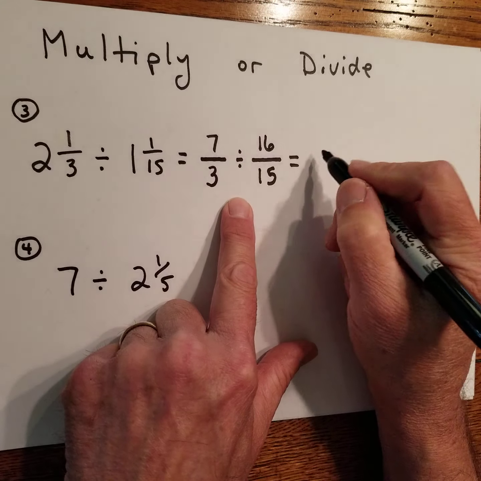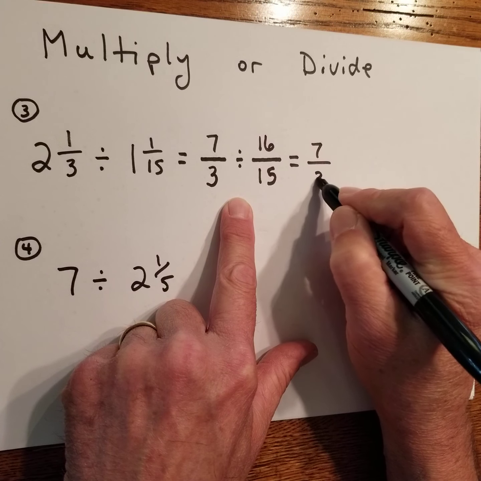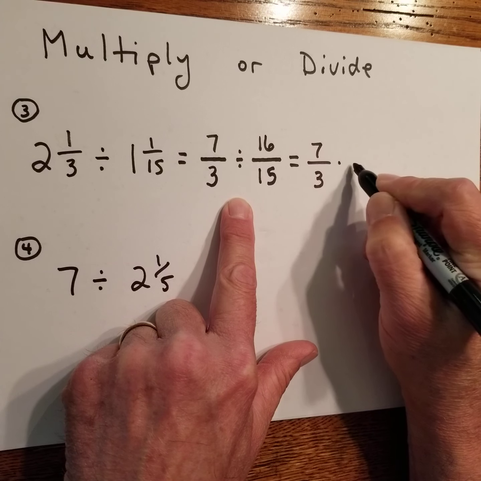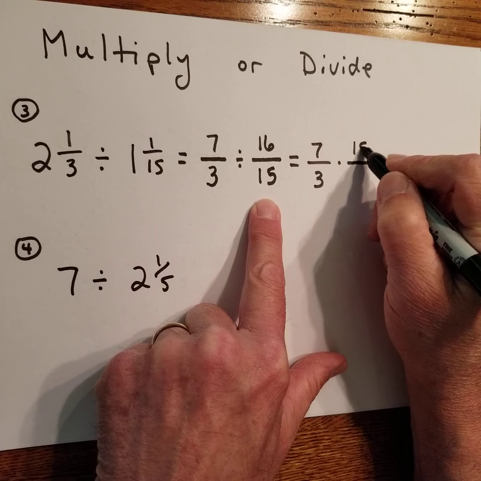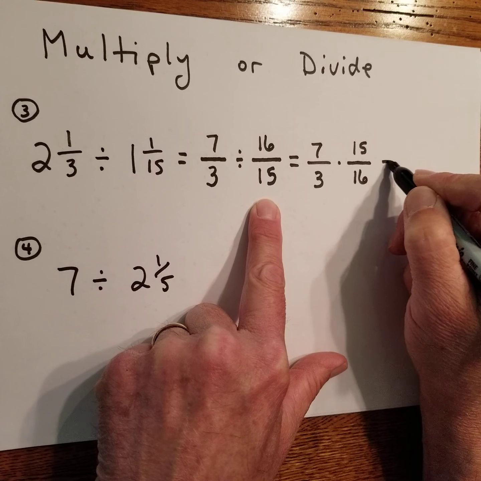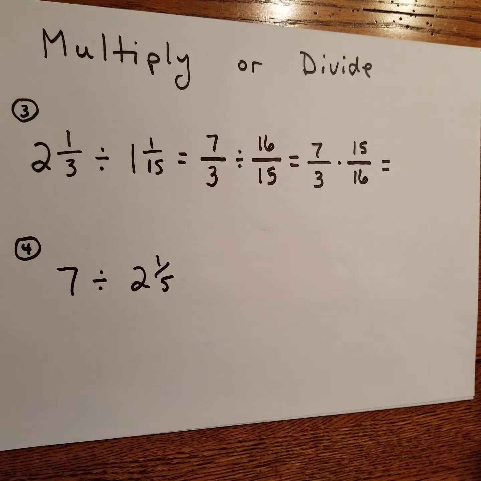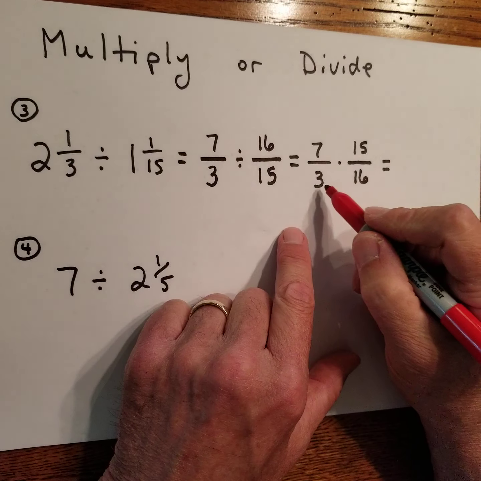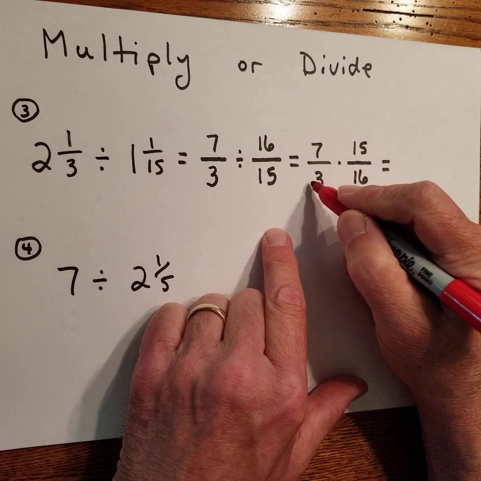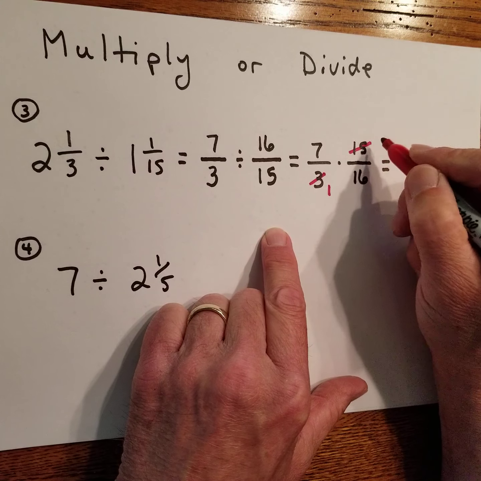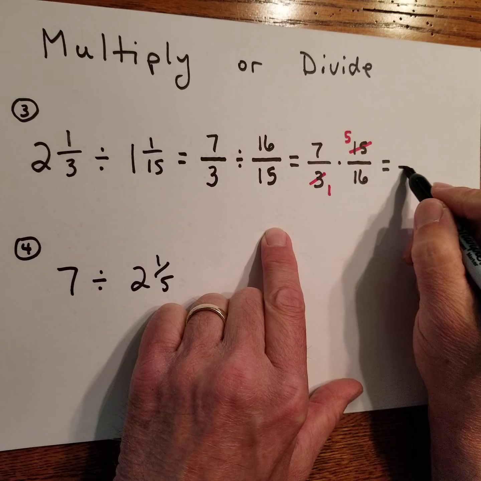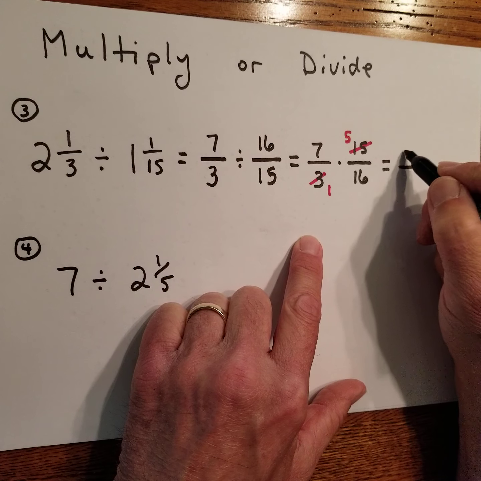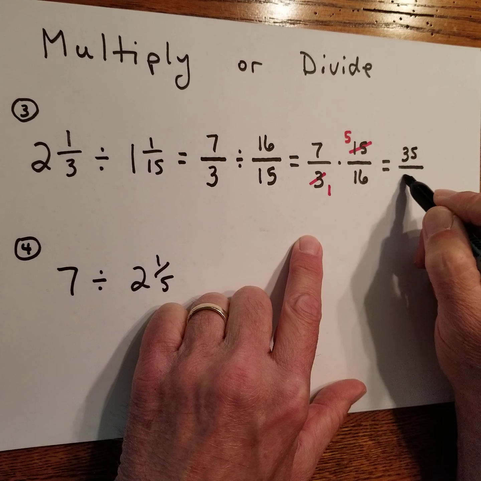Now in a division problem, we copy the first fraction, change division to multiplication, take the reciprocal of the second fraction. Now try to reduce before you multiply. The only reducing I see is the 3 and the 15. We'll divide by 3 and divide by 3. Now multiply the tops. Multiply the bottoms.